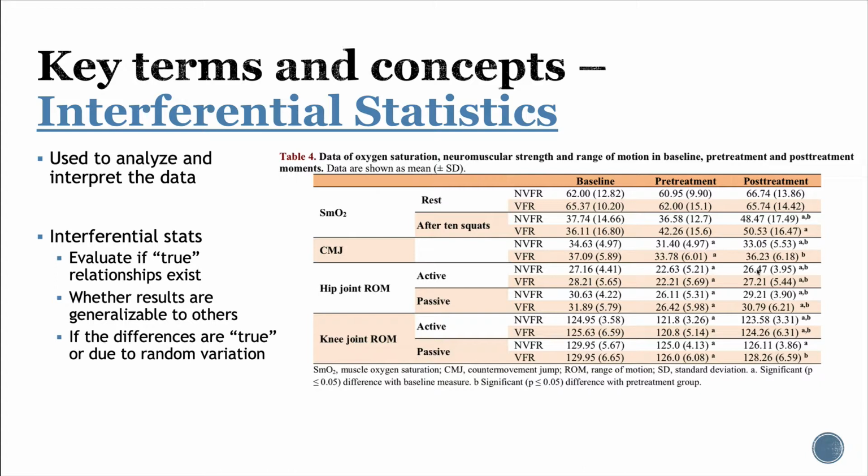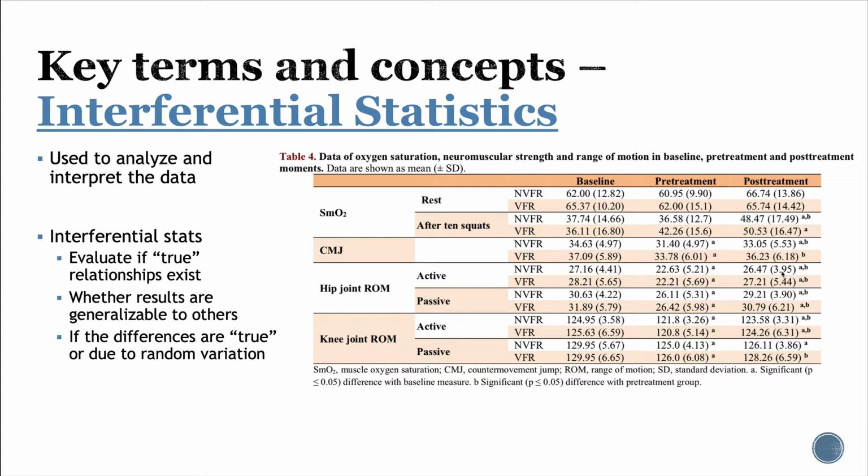That's 100% minus 5%. I want to be 95% confident that if I say these differences are real, that they are real. So that's what a p-value means. It tells me how confident I want to be that this difference between the measures is true and not just due to random variability.